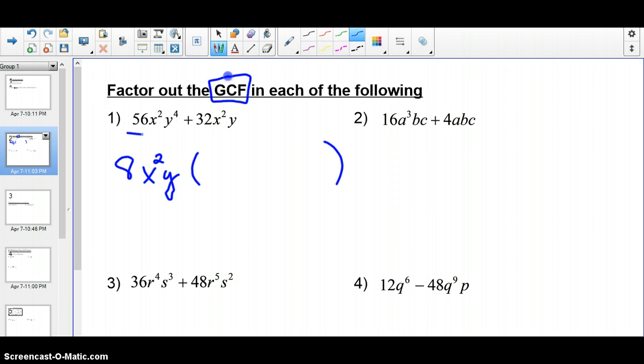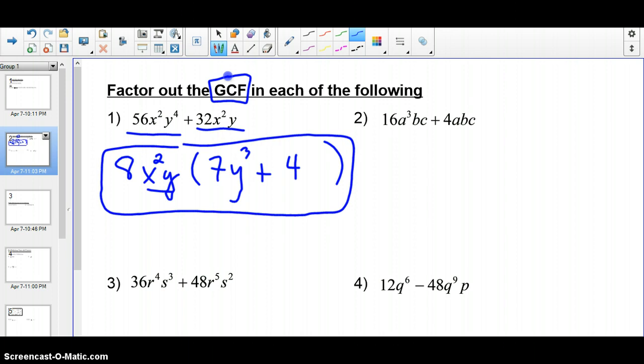So you're going to take 56x squared y to the fourth, and you're going to divide by 8x squared y. When you do that, you're going to be left with 7, and x squared divided by x squared is 1, so that cancels, and then you'll have y to the third. When you divide the second term, 32x squared y by 8x squared y, you will have 4 left, and then when you divide the variables x squared y by x squared y, you just get 1. So there is the final factored form.